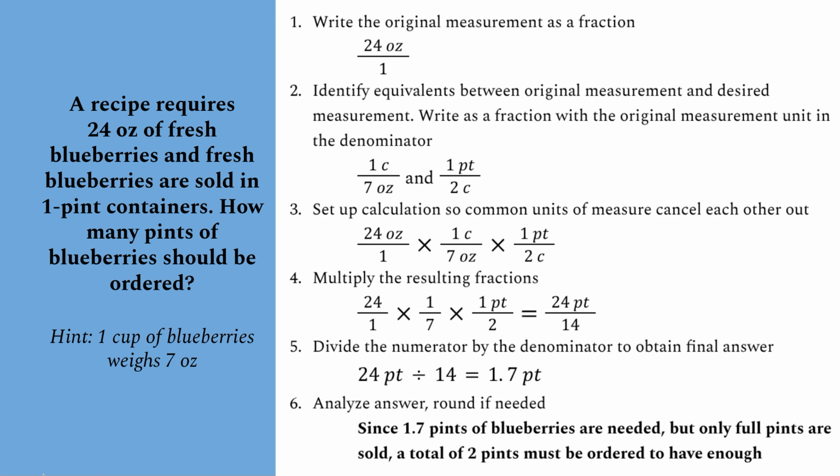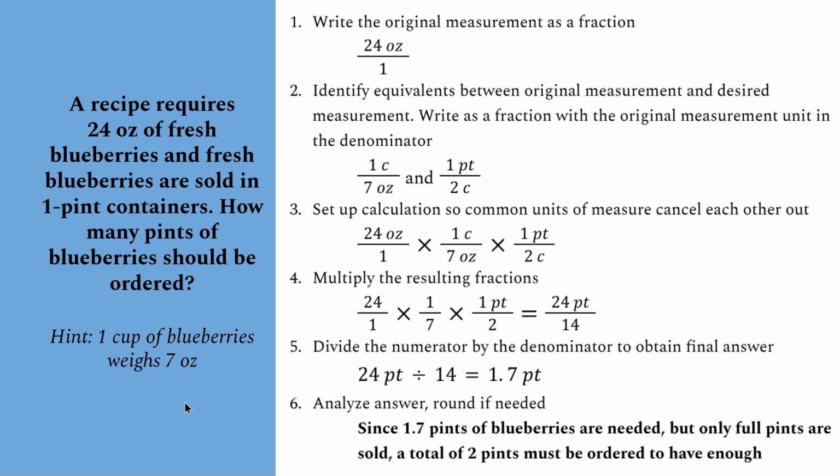So, for example, a recipe requires 24 ounces of fresh blueberries, and fresh blueberries are sold in 1 pint containers. How many pints of blueberries should be ordered? And our hint here says that 1 cup of blueberries weighs 7 ounces. So it's not 8 ounces, it's 7. So our good example here of volume versus weight. 1 cup of blueberries is not 8 ounces, it's actually 7.